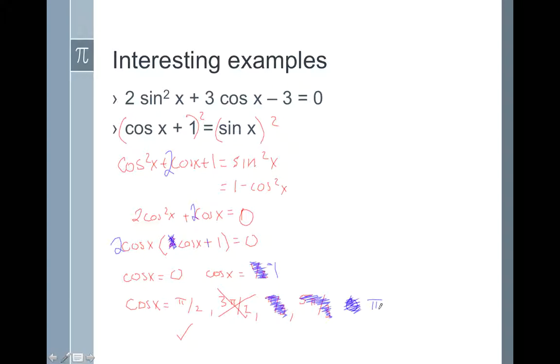Okay, so this was supposed to be pi. Because cosine of x is equal to negative 1. And that happens when x is pi. Now when I plug in pi, pi will work. So my answers are supposed to be pi and pi halves.